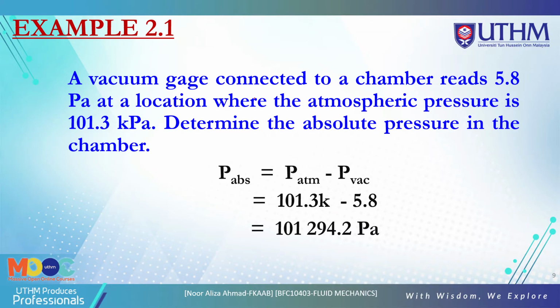Now we look at example 2.1. A vacuum gauge is connected to a chamber reading 5.8 Pascal at a location where the atmospheric pressure is 101.3 kilopascal. We use this equation to determine the absolute pressure in the chamber: P absolute is equal to P atmosphere minus P vacuum. We just put in the given data and we get P absolute.